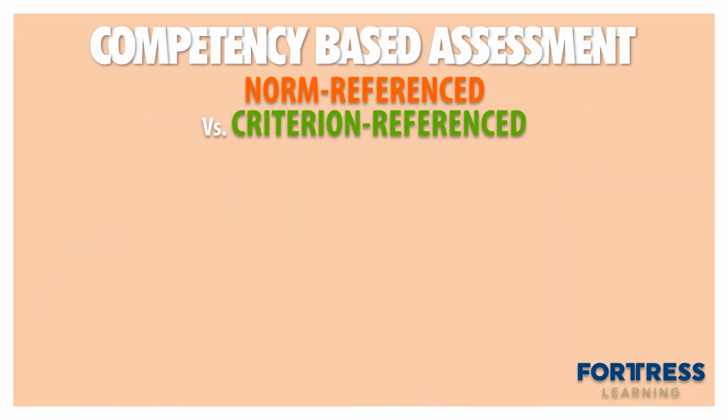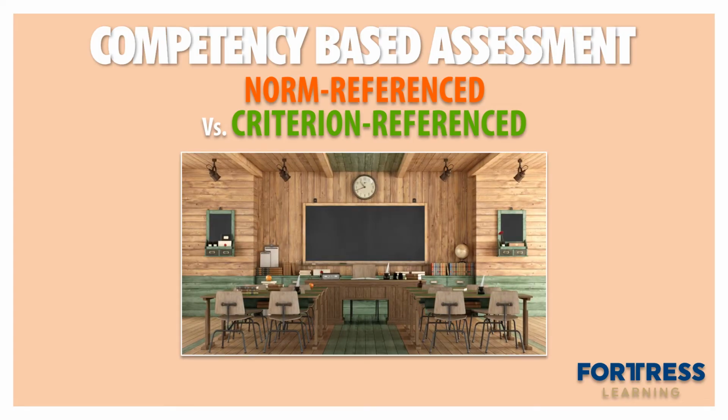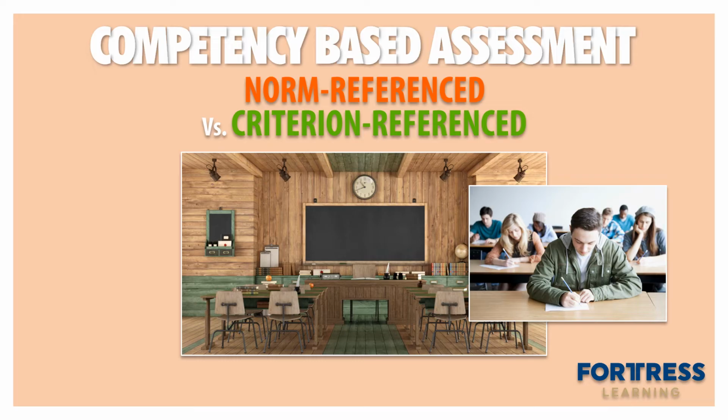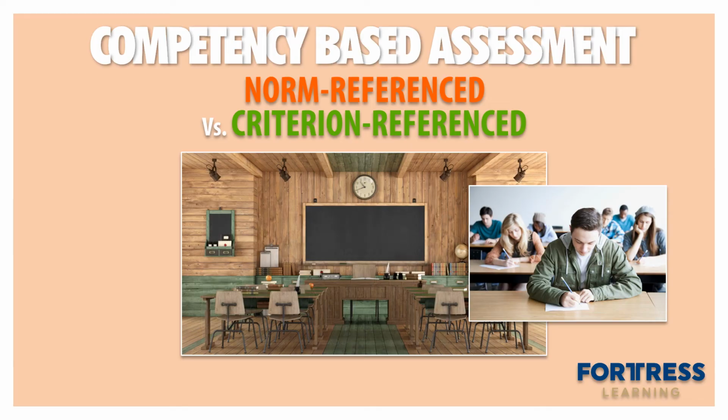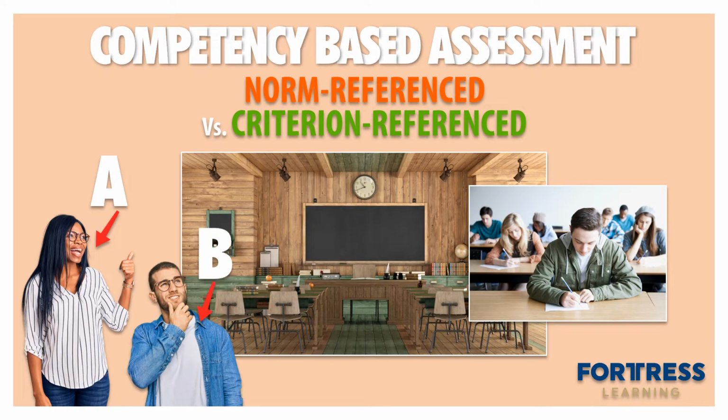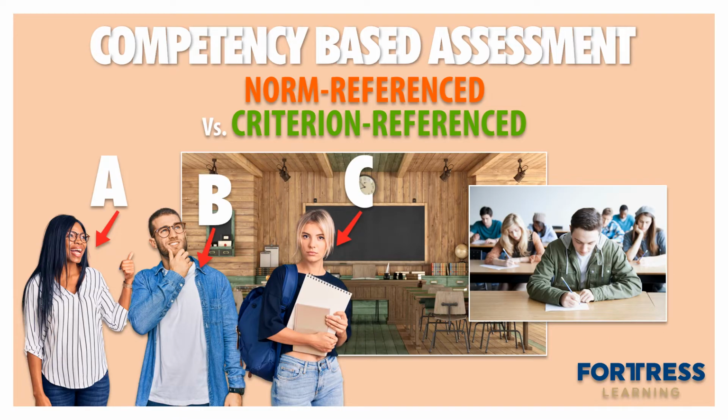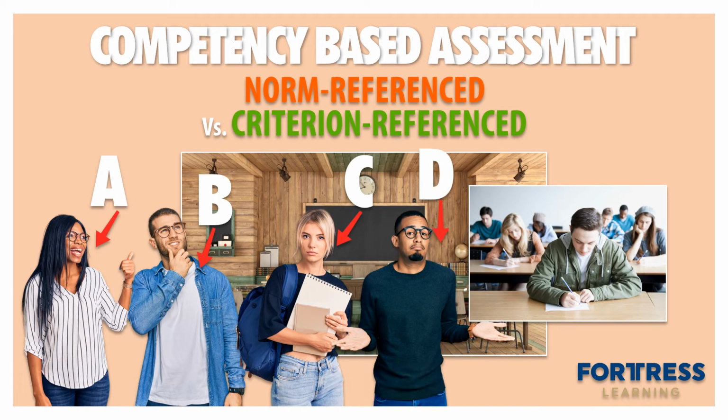In traditional norm-referenced assessment that's typically found in schools, the performance of individual learners is assessed and compared against the performance of their peers to determine their level of understanding or ability. The learners will then receive a result based on their level of performance in comparison to others, such as A, B, C, or D.